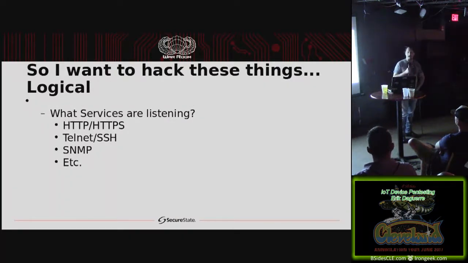So I want to hack things. Let's look at the logical side. Most of the time, on the logical side, it's what services can I connect to over the network, over Bluetooth, over the wireless, over the low band radio system that it has in there. Most of the time these are going to be websites, either HTTP or HTTPS, sometimes both, sometimes just one of them. So you're looking at the OWASP top 10 vulnerabilities there.